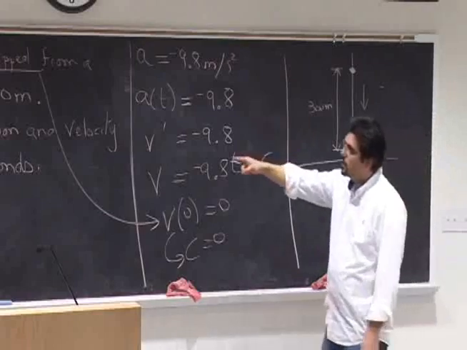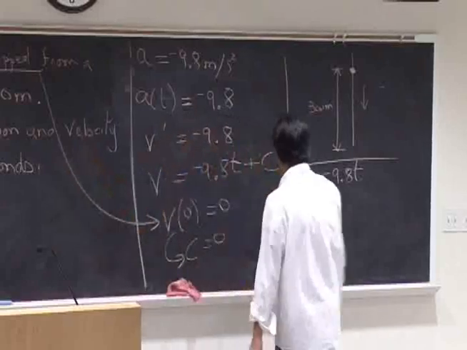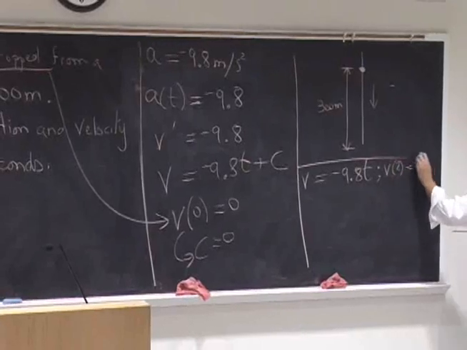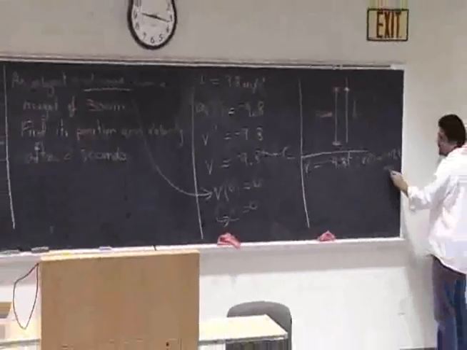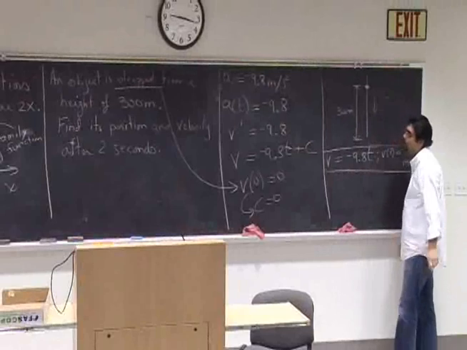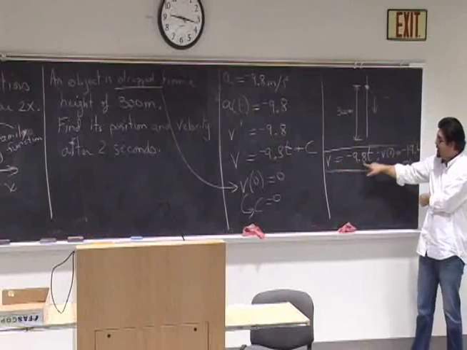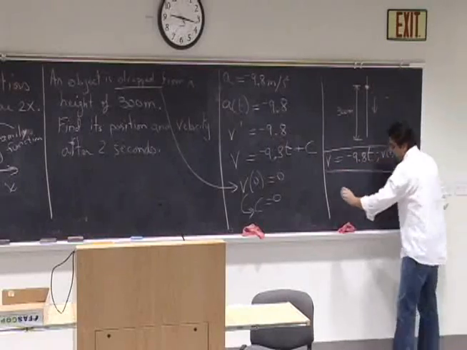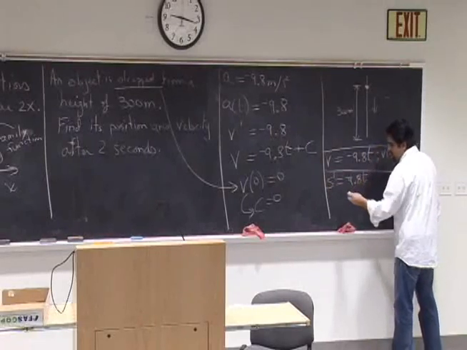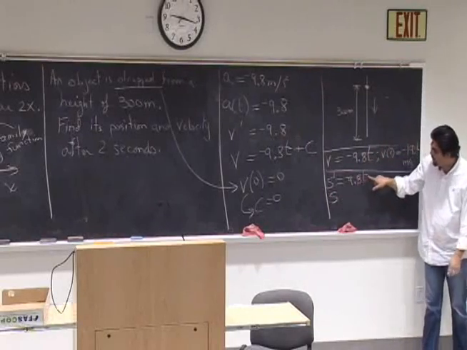So let's answer the first part of this question. We want the second part: find its position and velocity after 2 seconds. The velocity after 2 seconds is very easy. It is twice that, 19.6 meters per second in magnitude. Anyhow, we want to find its position. V equals negative 9.8 t is the same as saying S prime equals negative 9.8 t. And so now, if I'm asking for the position function s, I'm looking for a function whose derivative is this.